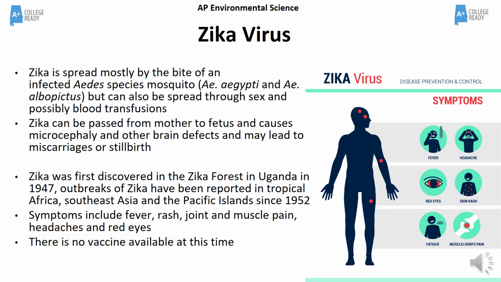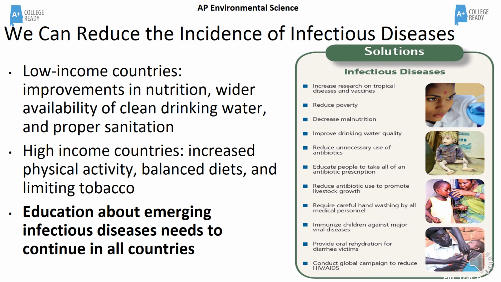Zika was first discovered in the Zika forest in Uganda in 1947, and outbreaks of Zika have been reported in tropical Africa, Southeast Asia, and the Pacific Islands since 1952. Symptoms include fever, rash, joint and muscle pain, headaches, and red eyes. There is no vaccine available at this time.